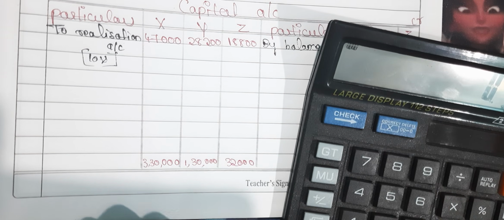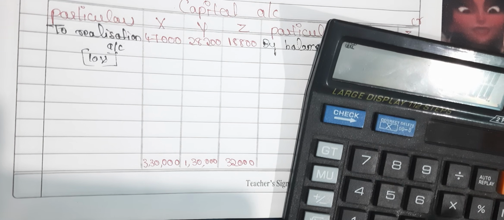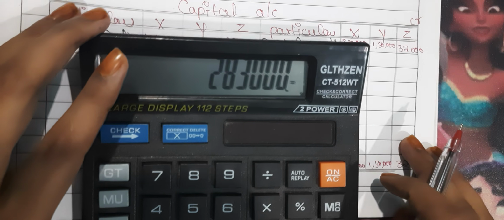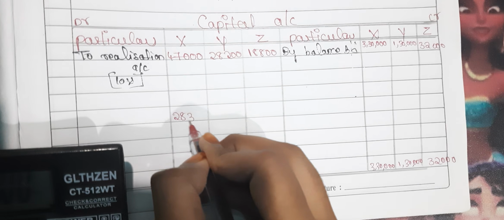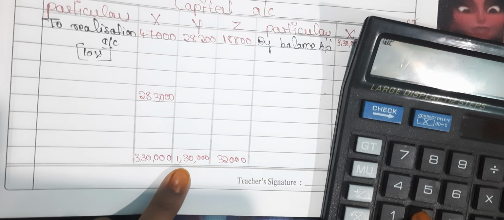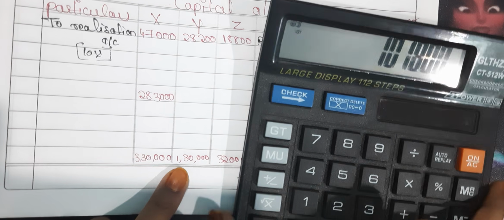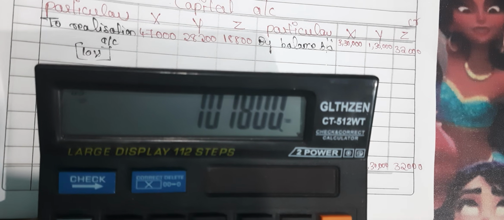After this, you subtract this amount from this amount. From the bigger one, you need to subtract the smaller one. 3,30,000 minus 47,000, how much is it? You see on the screen, it is 2,83,000. Then 1,30,000 minus 28,200, how much is it? It is 1,01,800.